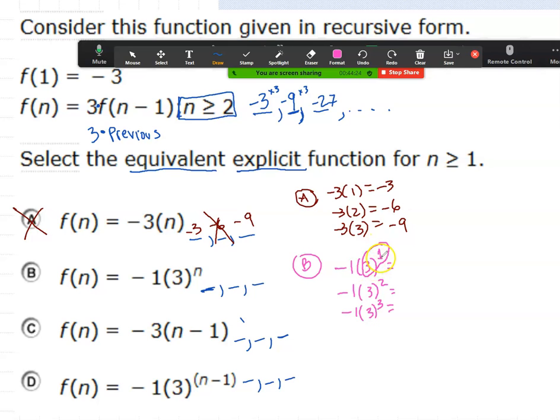So this is 3 to the power of 1 is 3 times negative 1. That's negative 3. 3 to the power of 2 means 3 times 3, which is 9. So this is negative 9. 3 to the power of 3 means 3 times 3 times 3, so it's 27. Times negative 1 is negative 27. So it seems like we found the match. That matches the recursive from the top.